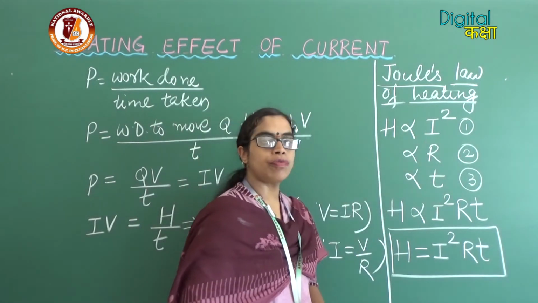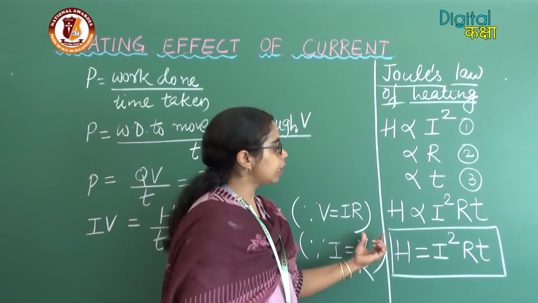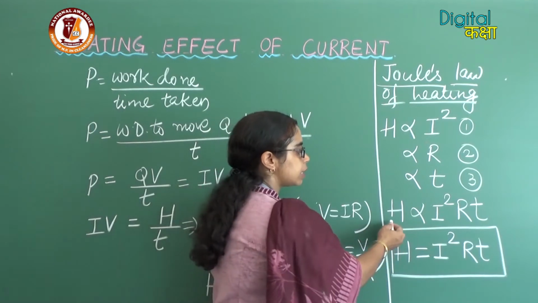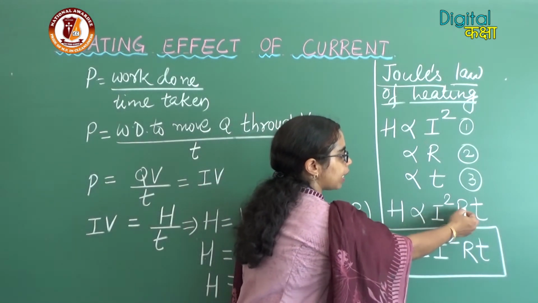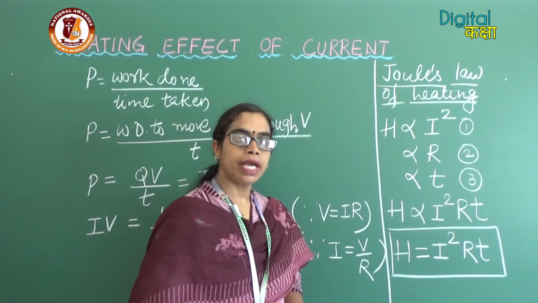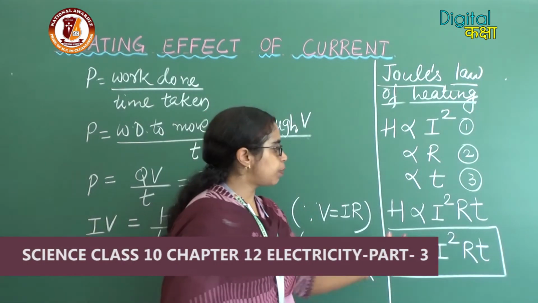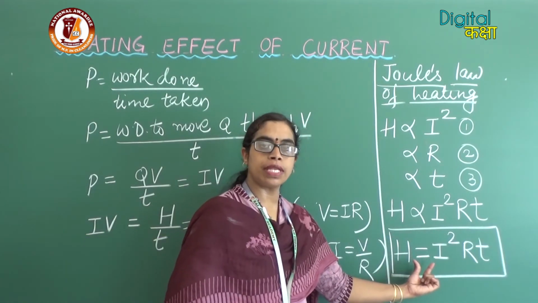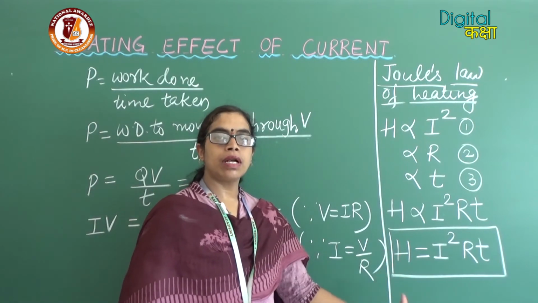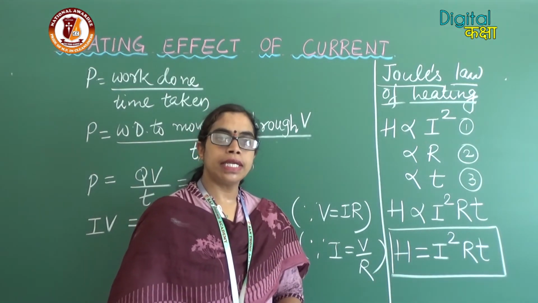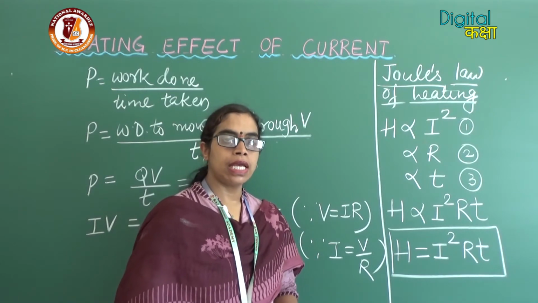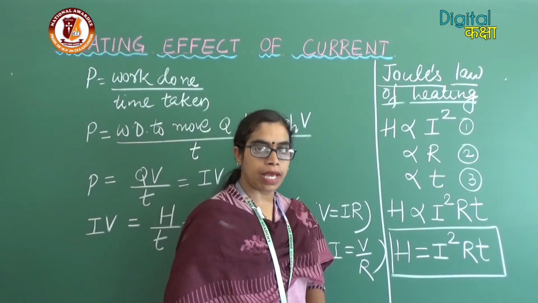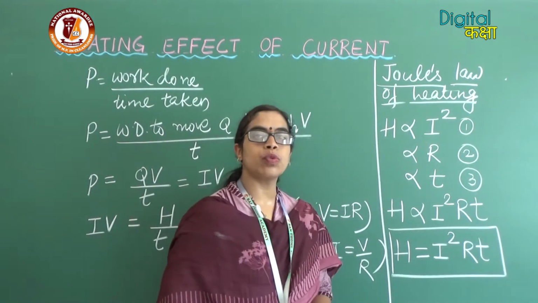From these three points, 1, 2 and 3, I can get the mathematical relation for this law, that is, H is directly proportional to I square R T. According to Joule, when this proportionality sign is removed, there is an equal to sign in the formula, and this way the complete formula for the heat energy, or the formula according to Joule's law of heating, is obtained as H is equal to I square R T.